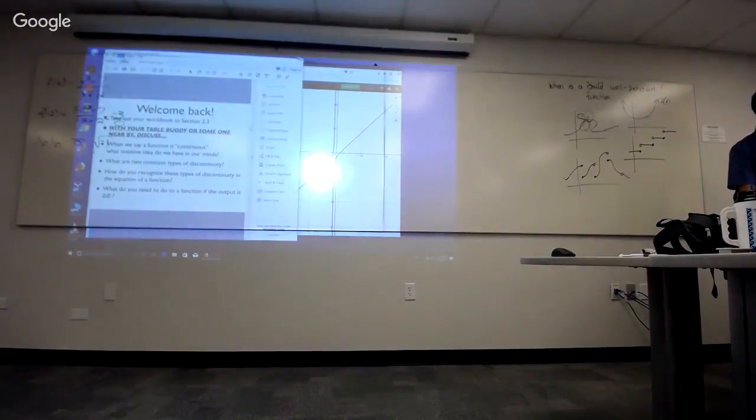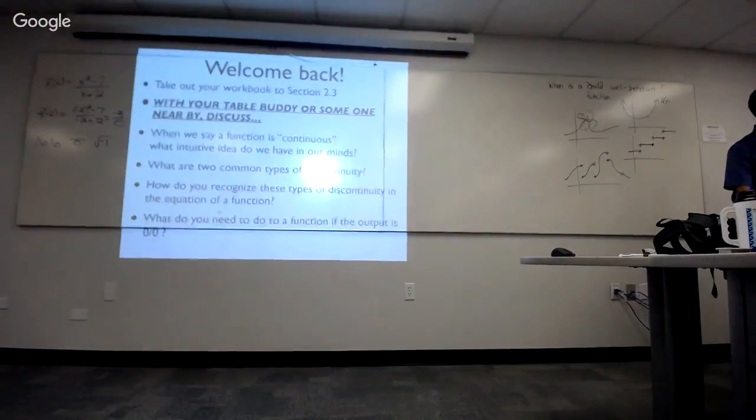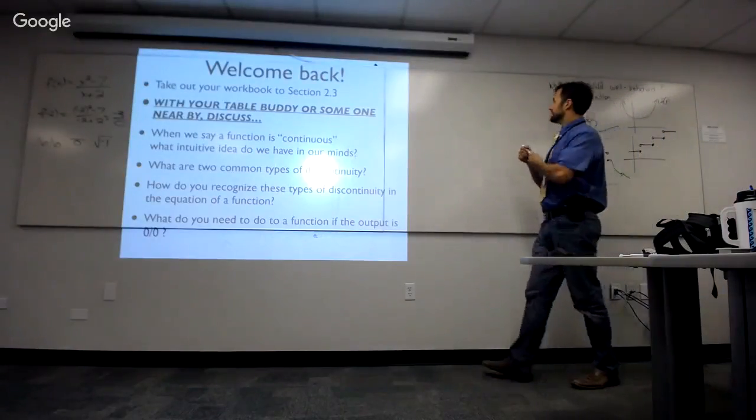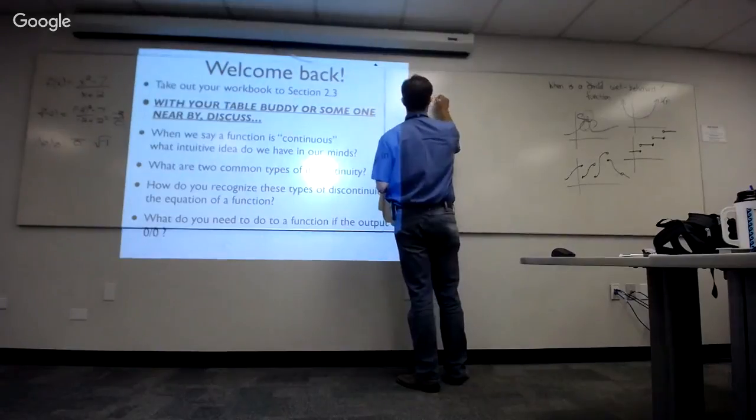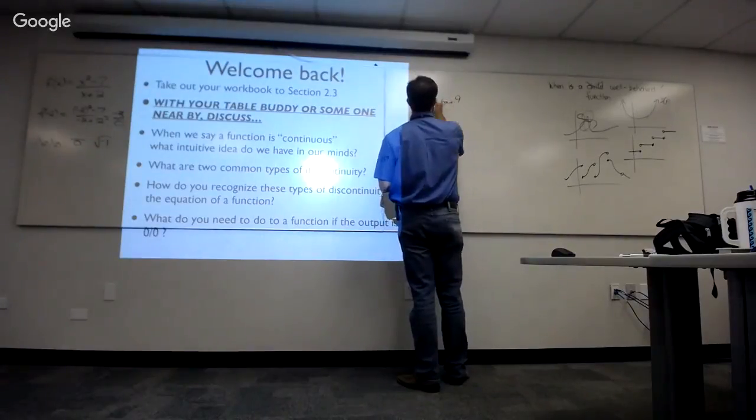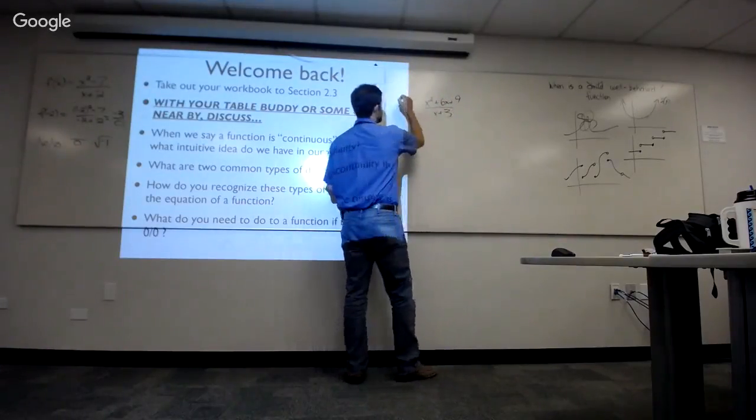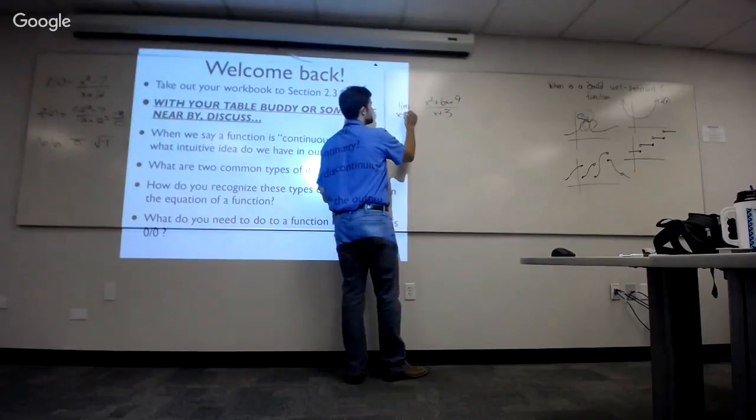Okay, I think I have one more question. What do you need to do to a function if the output is 0 divided by 0? So let's say that I had this function x squared plus 6x plus 9 all over x plus 3, and I want to find the limit as x approaches -3.